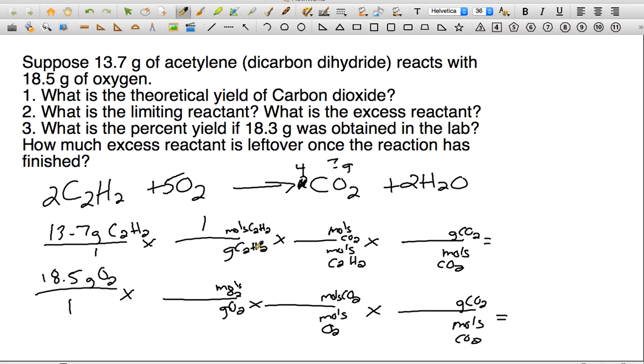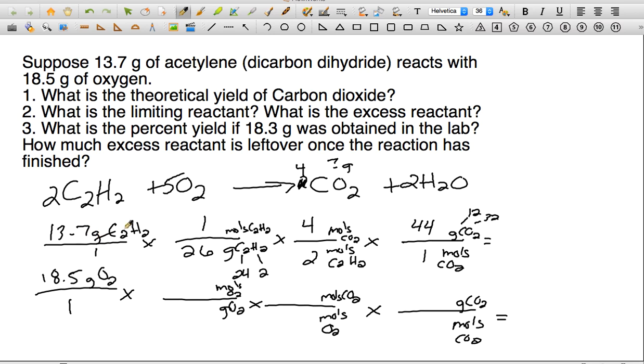So 1 mole equals our molar mass of this. So carbon is 12 times 2, there's 24, and hydrogen is 1 times 2, so there's 2. The molar mass for acetylene is 26 grams. Mole to mole. So I come up here and I have 2 moles of acetylene to 4 moles of carbon dioxide. And mole to gram, 1 mole equals the molar mass. Carbon's a 12, oxygen is 16 times 2, this is 32, you get 44.